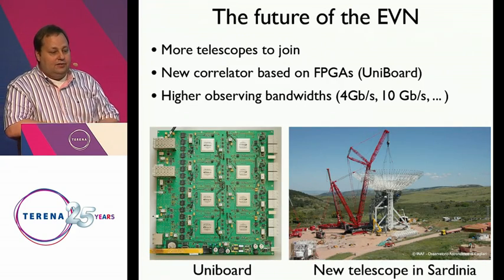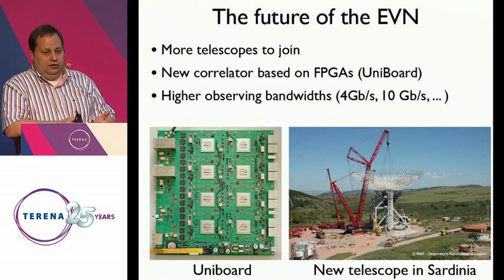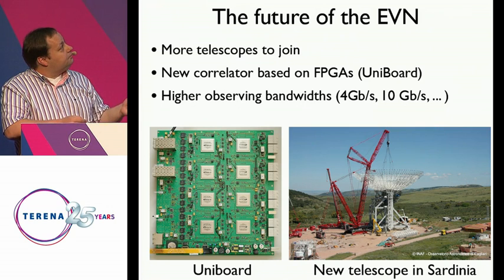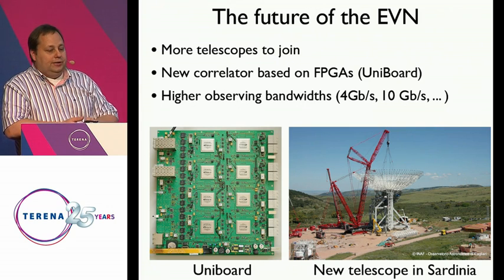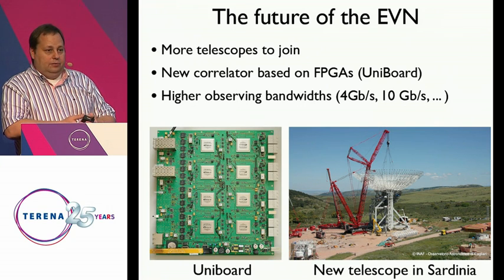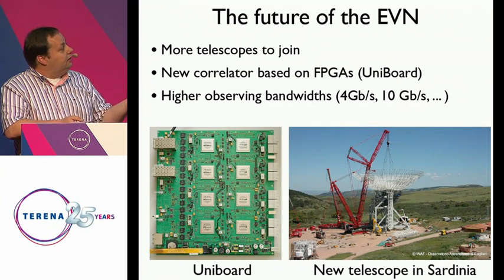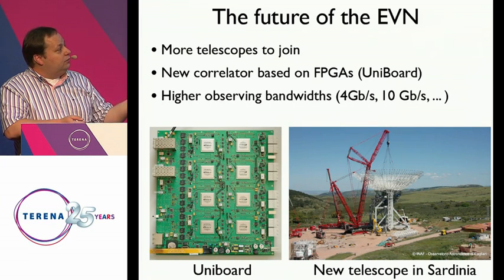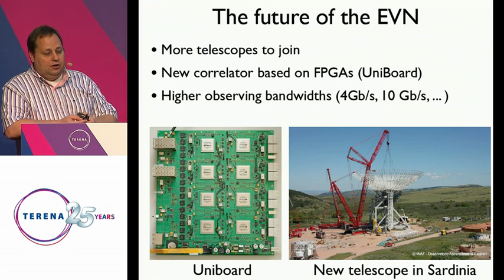And, my last slide, the future of the EVN, some of the developments that are going on at the moment. More telescopes are joining. The Sardinia telescope has been in construction for a long time. I spoke to some of you about that yesterday. This is a new radio telescope in Sardinia that's being built, 64 meters in diameter. This is the moment that they actually placed the dish on the supporting structure.